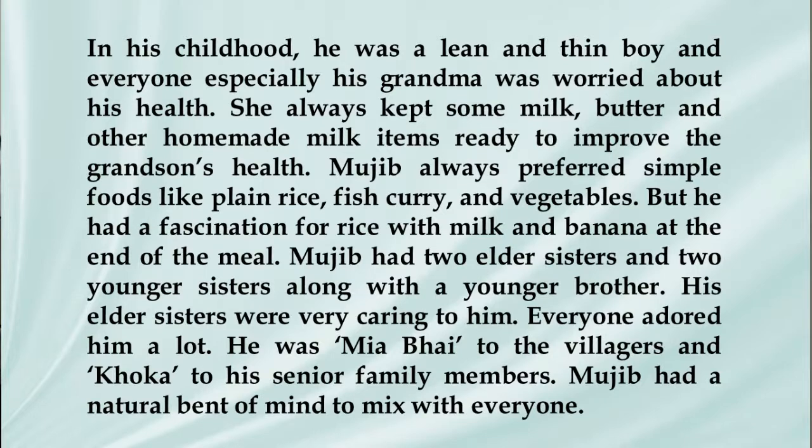Mujib had two elder sisters and two younger sisters along with a younger brother. His elder sisters were very caring to him. Everyone adored him a lot. He was Mia Bhai to the villagers and Khoka to the senior family members. Mujib had a natural bent of mind to mix with anyone.